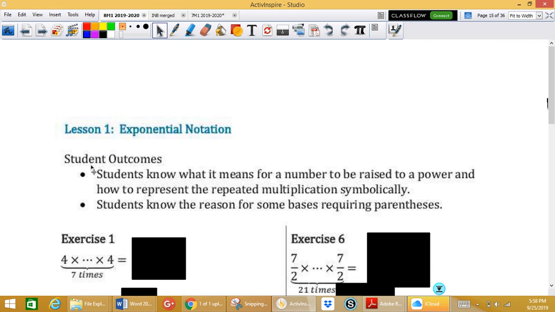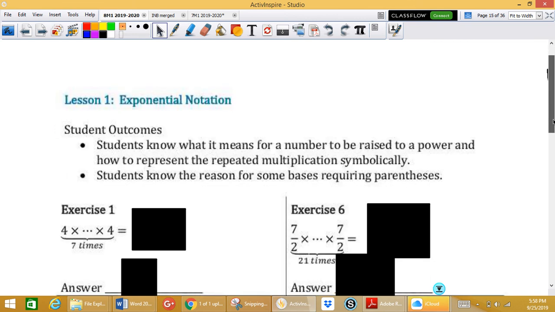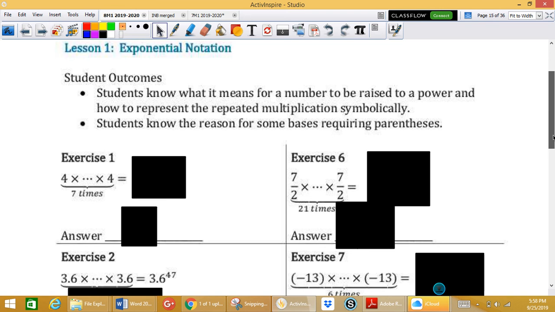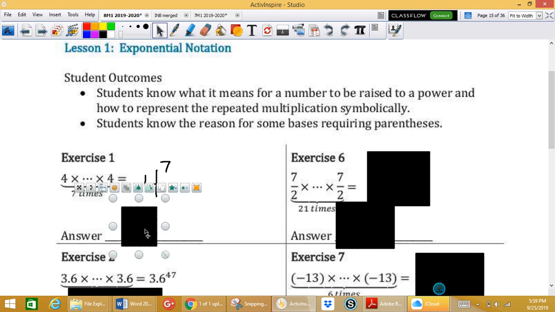Exponential notation. Students know what it means for a number to be raised to a power and how to represent the repeated multiplication symbolically. Students know the reason for some bases requiring parentheses. So if I have 4 times itself 7 times, I have 4 to the 7th.